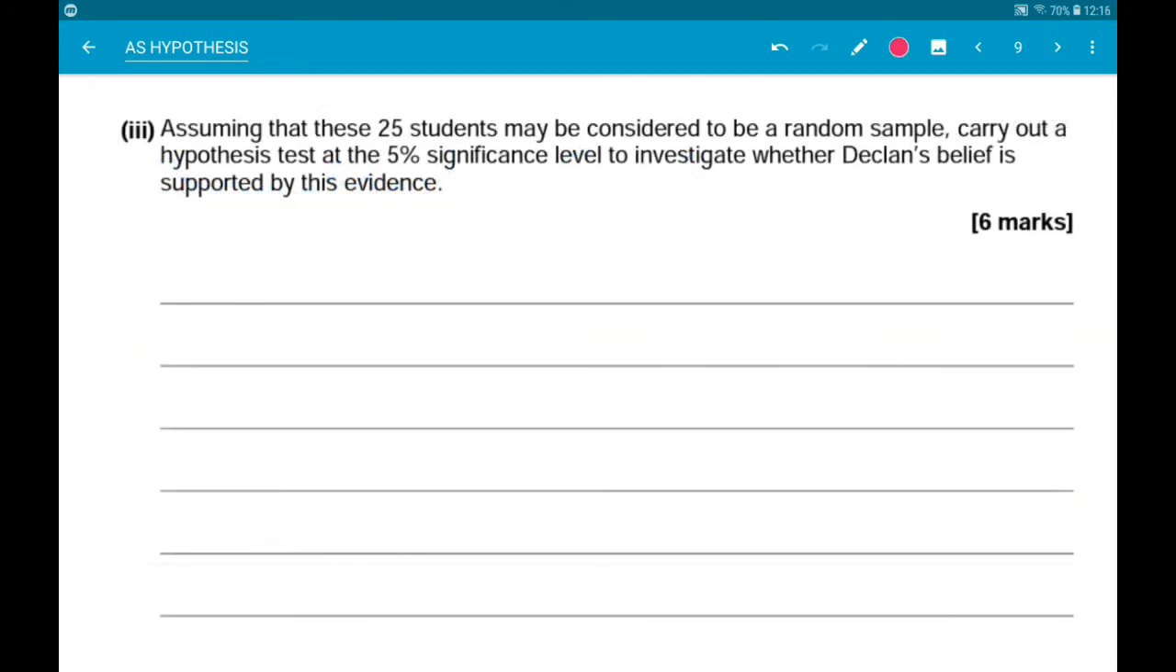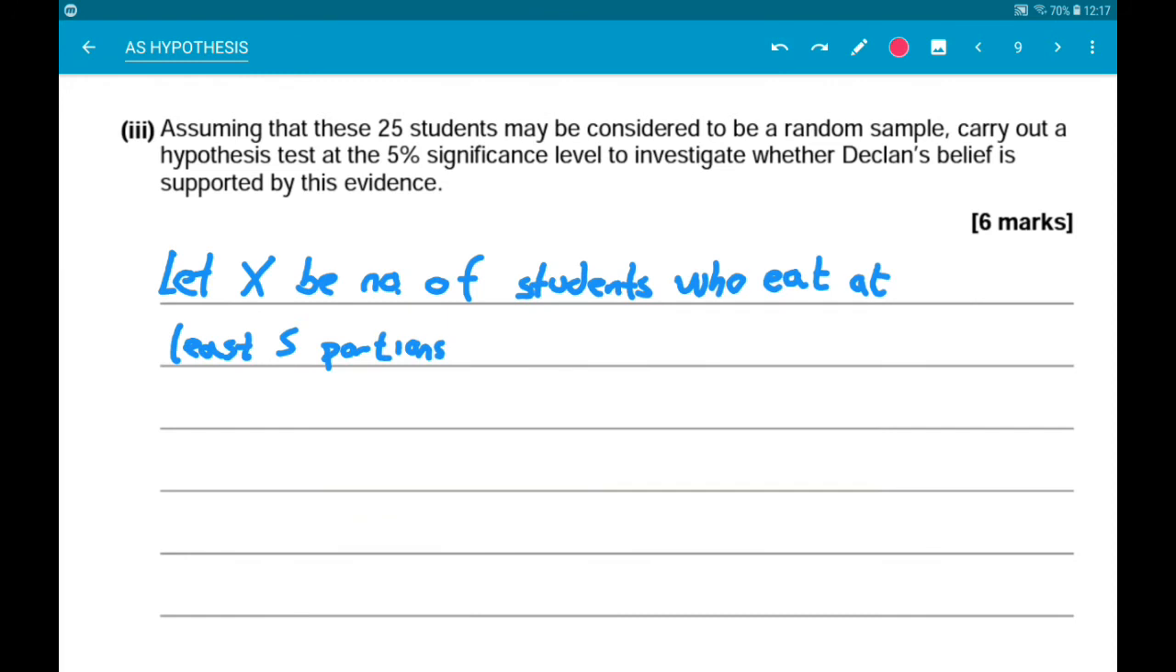Okay then, now part 3 is the test. So, assuming these 25 students may be considered a random sample, carry out a hypothesis test at the 5% significance level to see if Declan's claim is supported by this evidence. Okay, so first up, define the variable. So we are going to let X be the number of students who eat at least 5 portions every day.